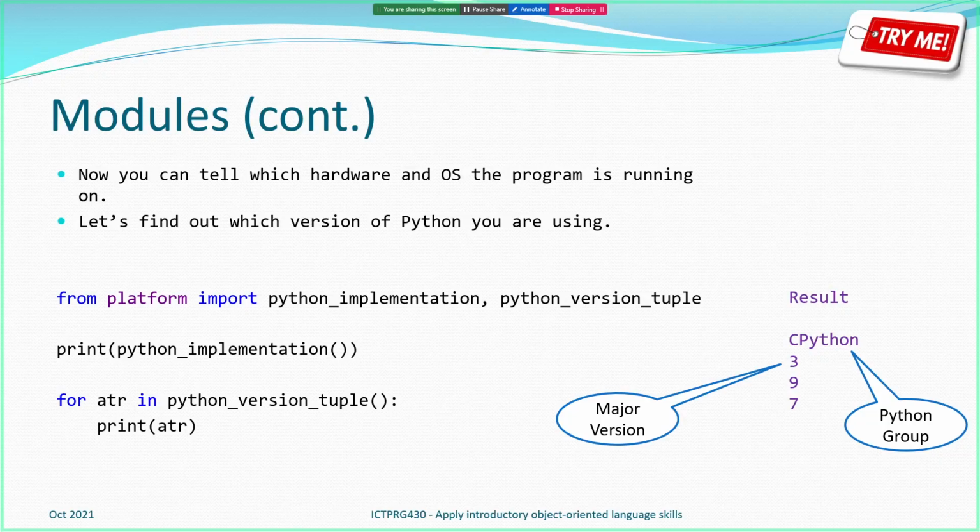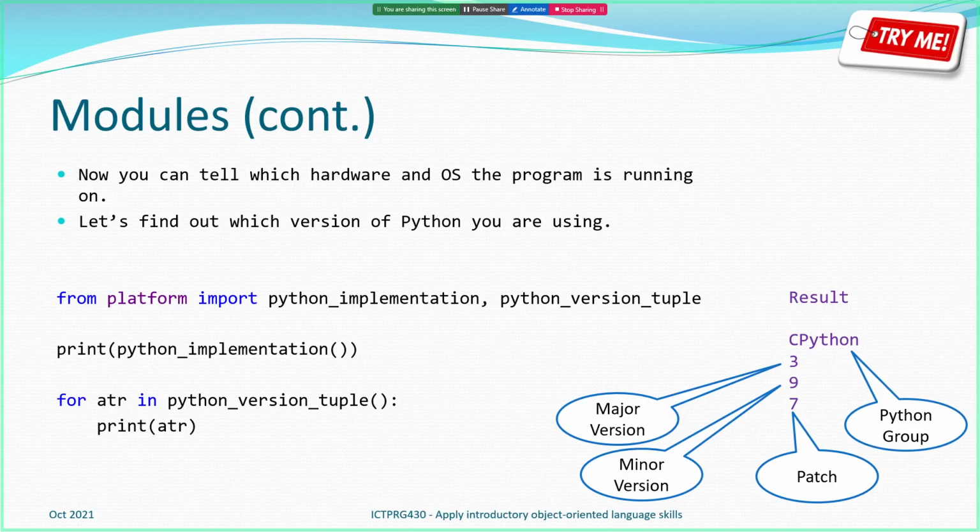So there's your Python group. Your major version, which will be 2 or 3. Your minor, so that's your revision. And your patch. Now, depending on your applications and that, depends on how they code their revision numbers.